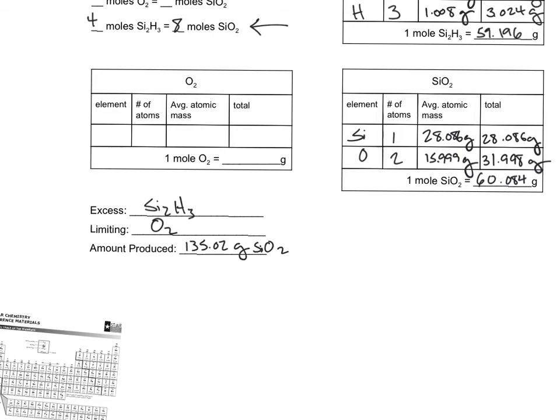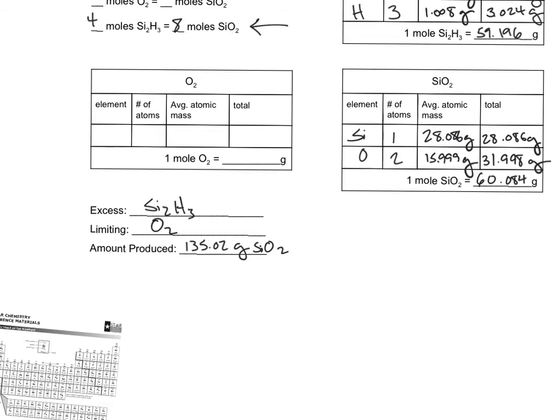Now for on-level people, this is where you stop. This is as far as you need to know. Don't have to do anything else. Pre-AP people, you do have a little bit extra. You actually need to find out how much Si2H3 is left over.